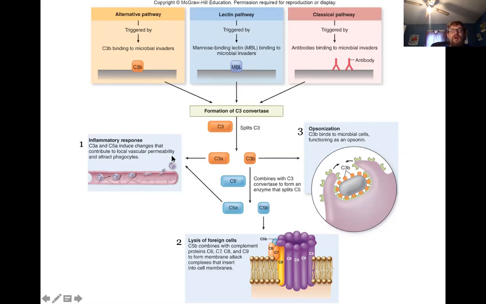C3a is important for raising vascular permeability and acting as a chemoattractant. C3 convertase combines with C3 to form an enzyme that can also split C5, complement protein 5. C5a, along with C3a, is increasing vascular permeability and acting as a chemoattractant, while C5b forms an important component of something called the membrane attack complex.